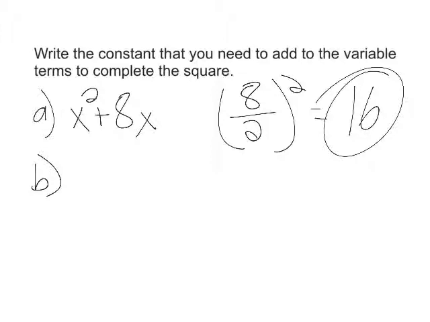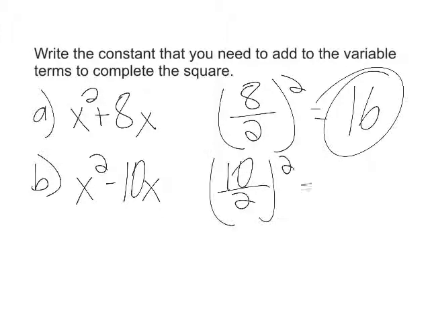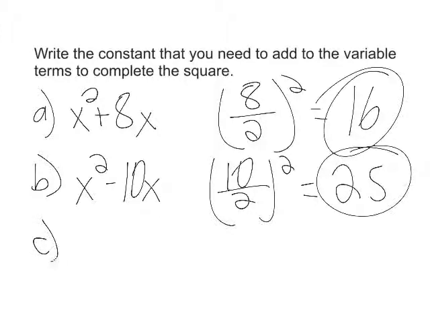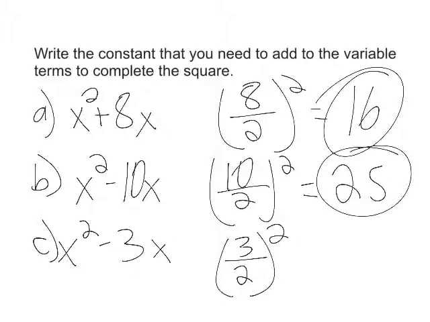B part, same question for x squared minus 10x. 10 divided by 2, squared. You're going to get a 5 there. 5 squared is 25. C, x squared minus 3x. Now these get a little bit trickier because we don't get just an integer, okay? We've got 3 halves. I can't reduce that. 3 halves squared. It's really easy to square a fraction. You just square the top and the bottom, okay?